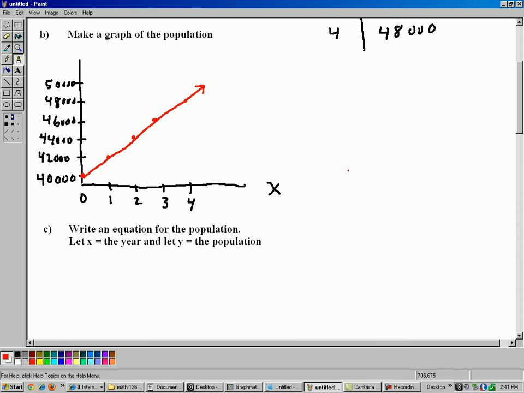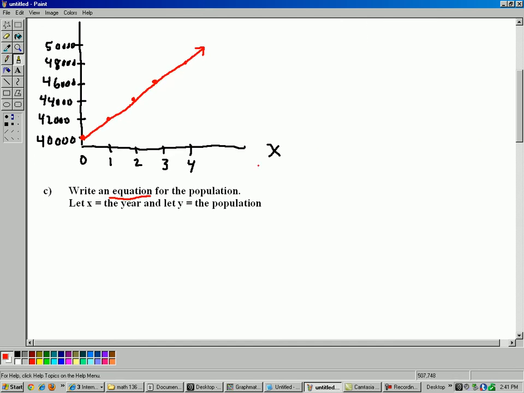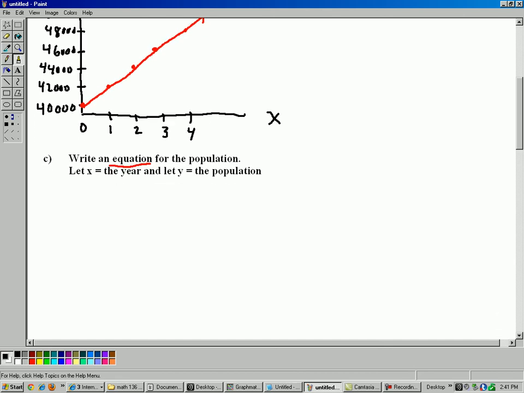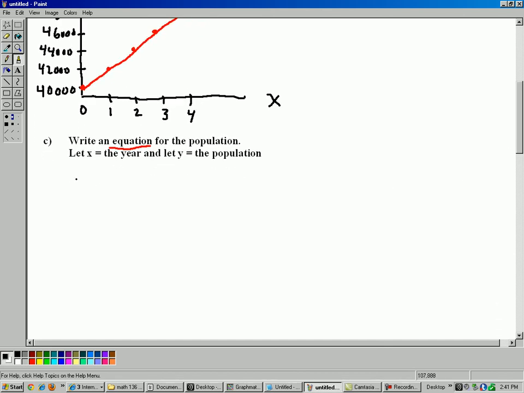Okay, and then part C. It says write an equation for the population. Let x equal the year and y be the population. Now, if you're not sure how to write out a formula for anything, let's go back to black here, you can just pick a number. Let's just pretend for a minute that we want to calculate the population for x equals 3. So after 3 years. Now x is going to be a variable. This is just to get us started. So what is the calculation?